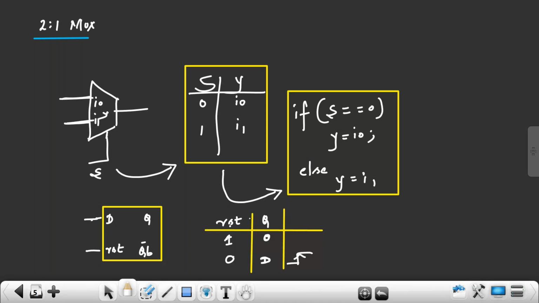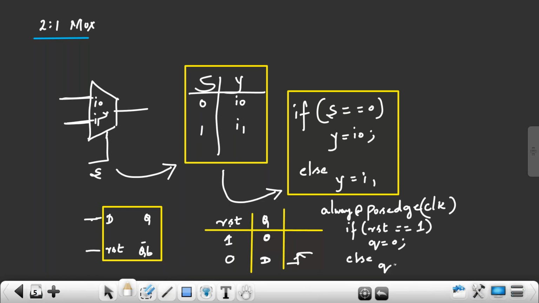Now, can you write the VLSI program for this? That is very easy, I can write it very easily. Like at positive edge of clock, always. There is a keyword always at positive edge of clock. So I will start coding like this. If reset is equal to 1, what will my Q take? Q will take 0. Else Q is going to take D. That's it. This is a small piece of program.